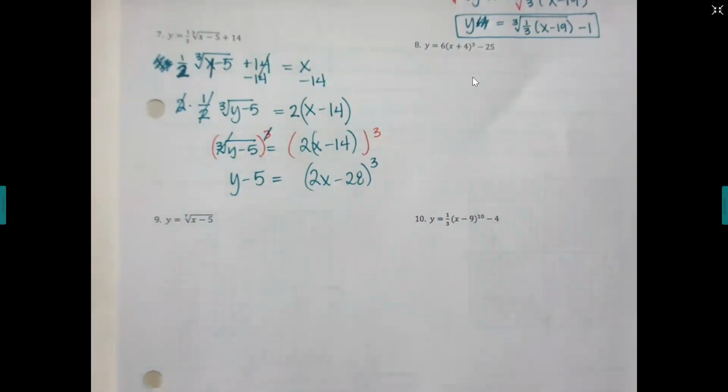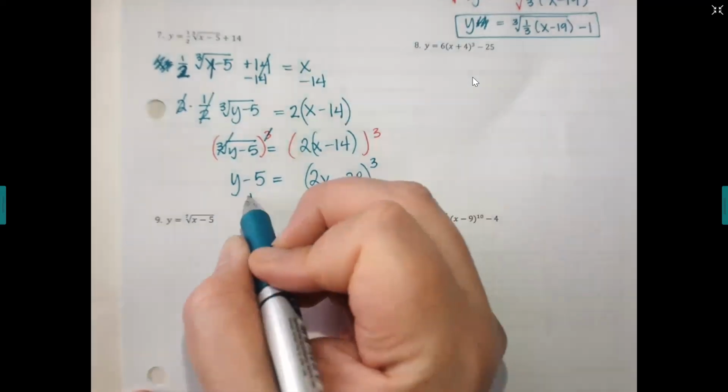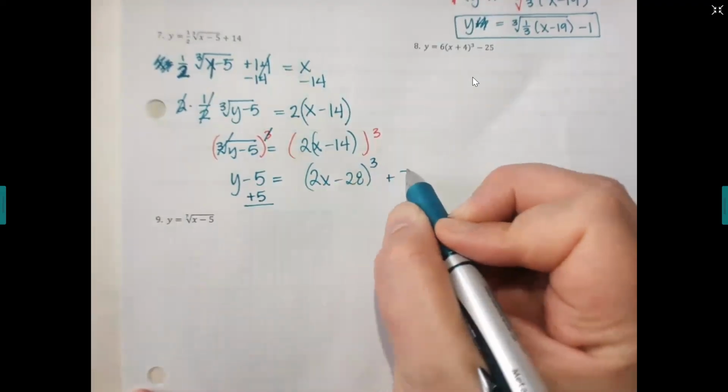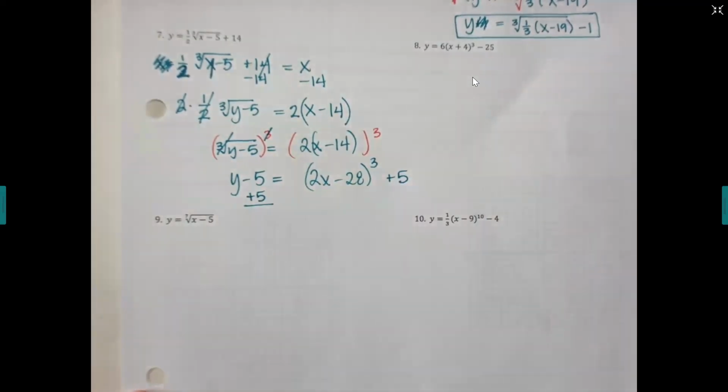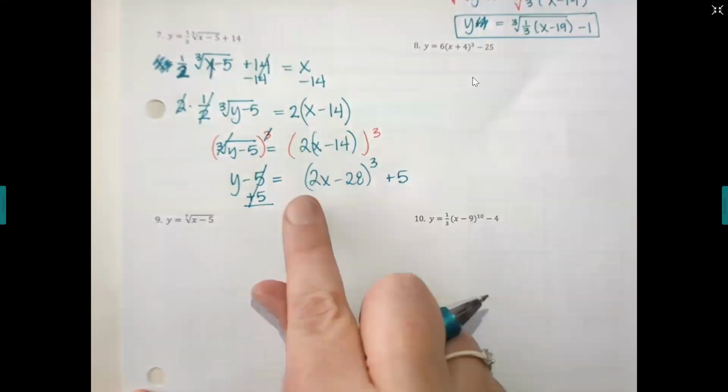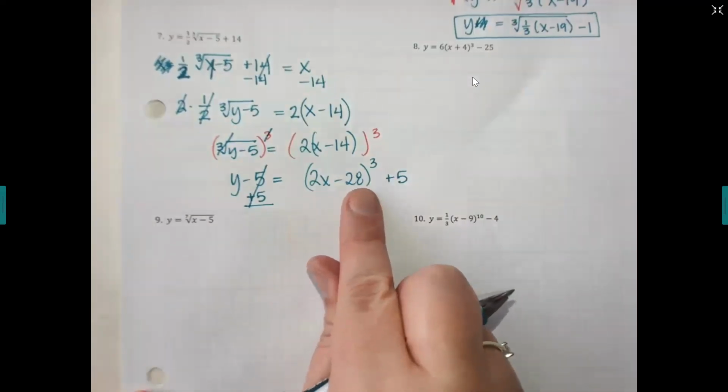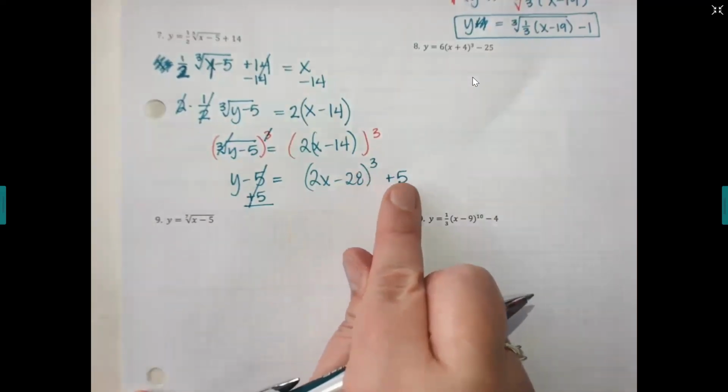How do I undo that? Plus 5. Can I add it to the 28? No. So that would be my final answer right there: 2x minus 28 cubed plus 5.